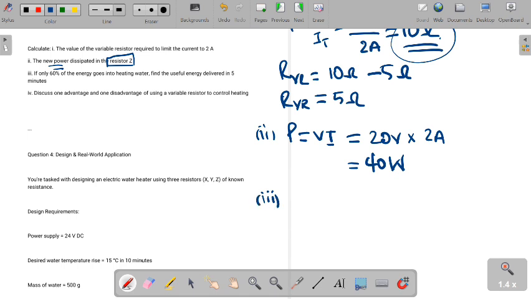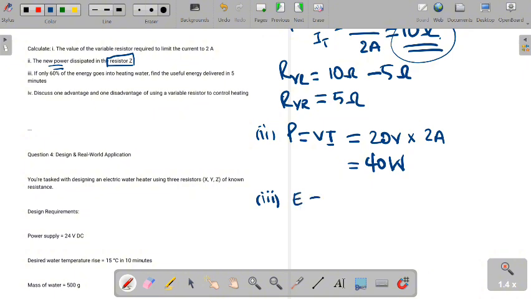From there, we know we have to look at the next one. It says if 60% of the energy goes into heating water, find the useful energy delivered in 5 minutes. So 60% goes into heating water. 60% is the useful energy. So let us look at this properly. Now, if you think about it, we'll need to find first of all the energy in the circuit.